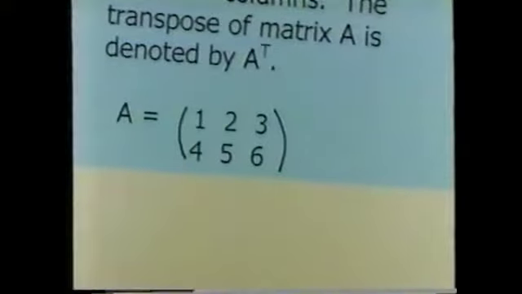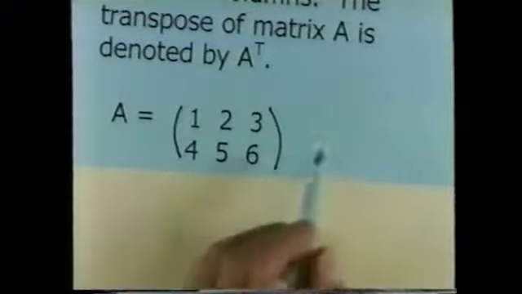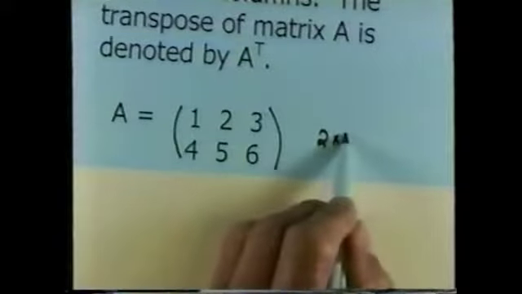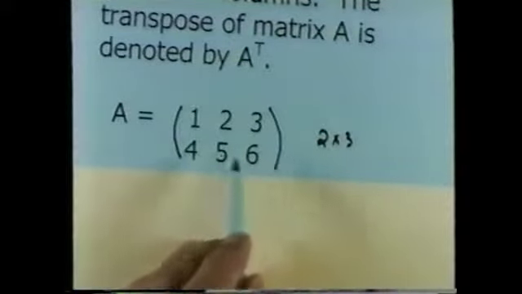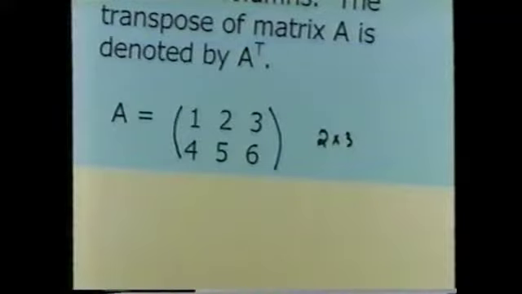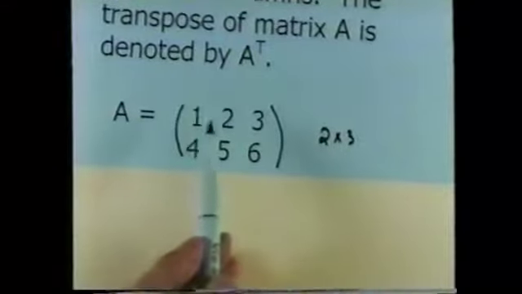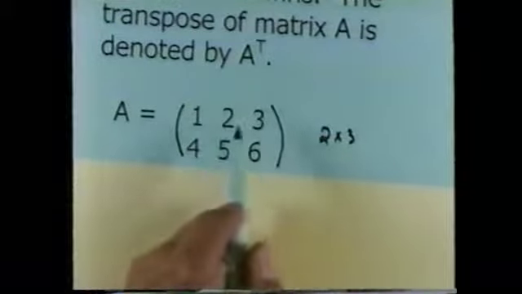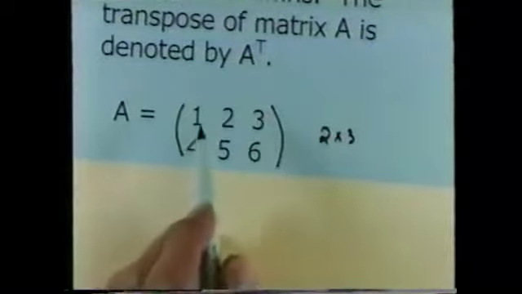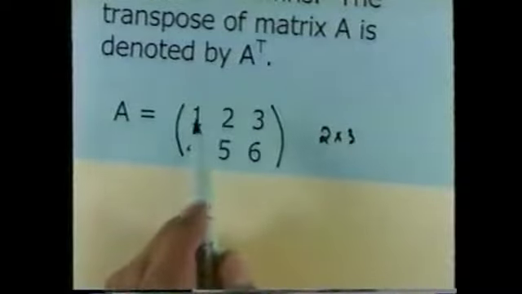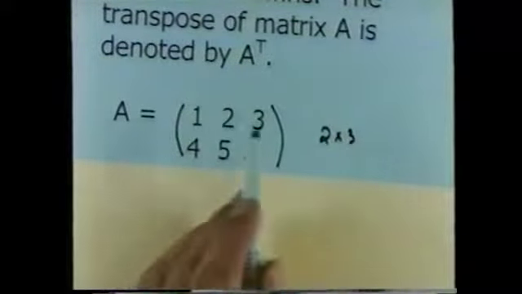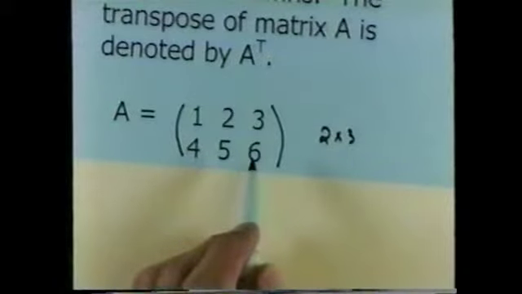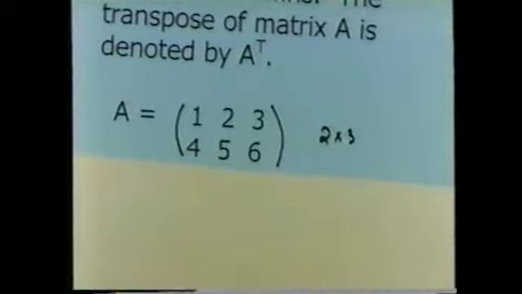Let's look at an example. A is the 2 by 3 matrix 1, 2, 3, 4, 5, 6. So notice A has rows 1, 2, 3 and 4, 5, 6. Now if I were to write the transpose, A transpose would be interchanging the rows and columns. So the columns of A transpose would be 1, 2, 3 as column 1, and 4, 5, 6 as column 2. So the rows and columns would be interchanged.